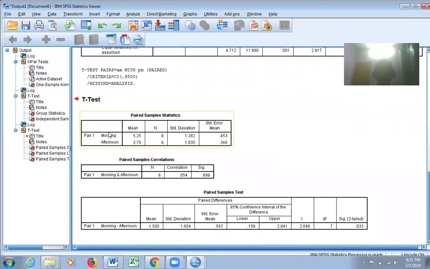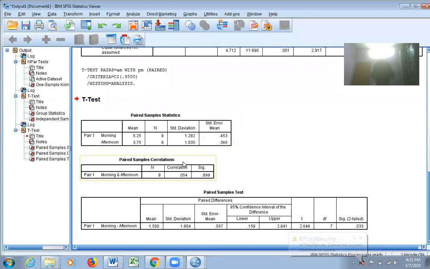You can see here, morning, afternoon. The mean marks scored by the students in the morning is 5.25, and in the afternoon is 3.75. It means that the comparison of means says that students are able to do better in the morning than when they write the exam in the afternoon. As far as standard deviation is concerned, the scores have more spread in the morning than in the afternoon. And this is the standard error mean, that is, the standard deviation of the sampling distribution.